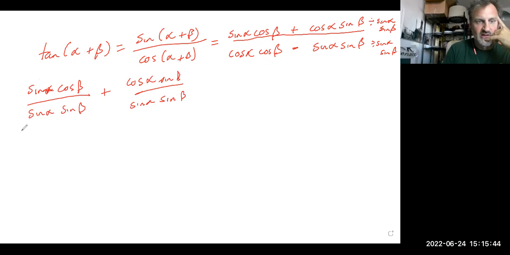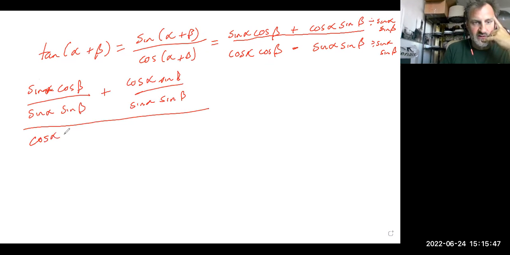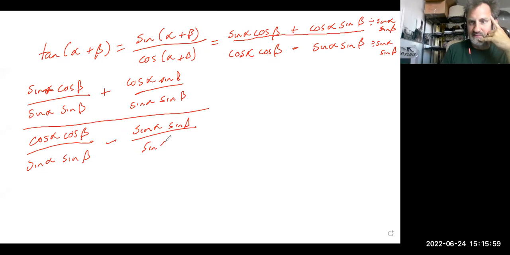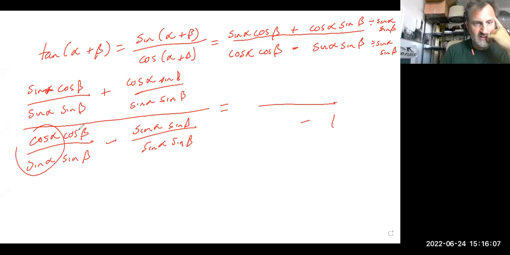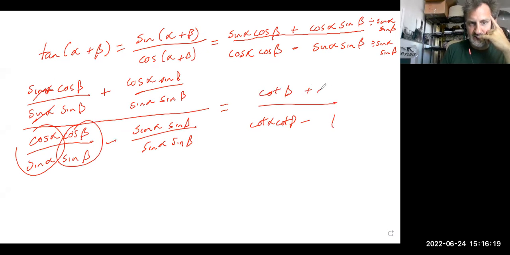That's the top. And then over cosine alpha, cosine beta divided by sine alpha, sine beta minus sine alpha, sine beta divided by sine alpha, sine beta. Okay, so this is 1 down here in the corner. This guy is cotangent alpha, cotangent beta. And this one simplifies to cotangent beta plus cotangent alpha. Okay, well, I managed to turn this thing into pure cotangents.